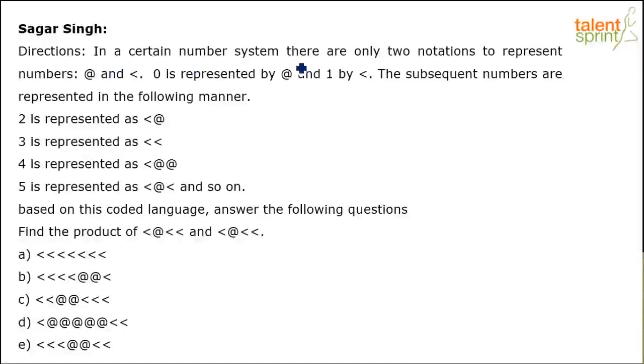In a certain number system, there are only two notations to represent numbers. What are these two notations? "At the rate" and "less than." Now 0 is represented by "at the rate" and 1 is represented by the symbol "less than."